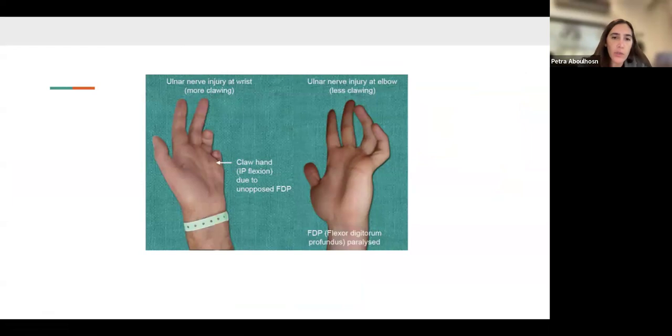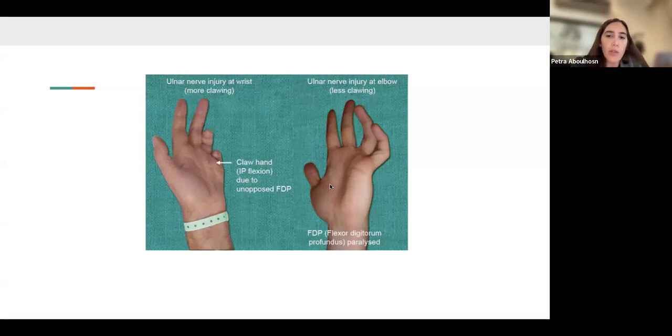The ulnar controls the lumbricals of 3 and 4, and the lumbricals usually flex at the MCP and extend at the PIP and DIP. So when you have injury to that, you're going to get extension at the MCP and flexion of the PIP and DIP. So this is a typical ulnar clawing, the one that we see.